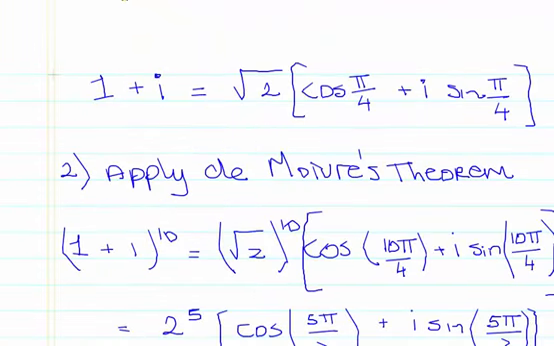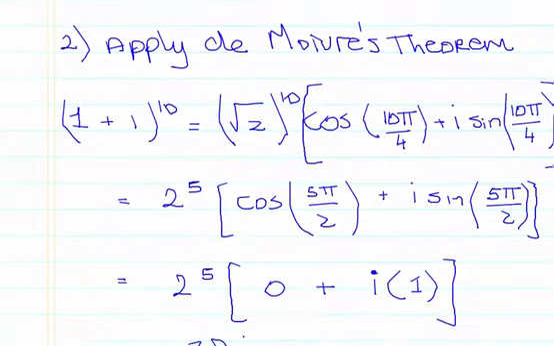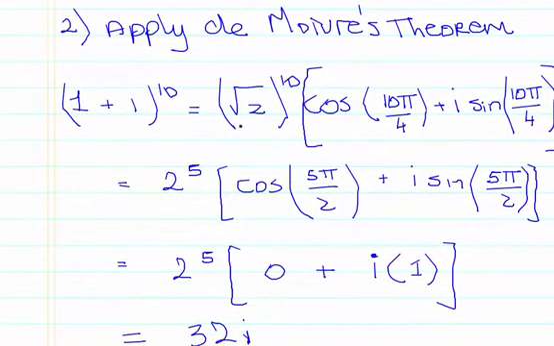So essentially this is our expression now. 1 + i can be written as the square root of 2 times (cos pi/4 + i sin pi/4). Now what we do is we apply de Moivre's theorem. I'm just going to do this as a very quick question.